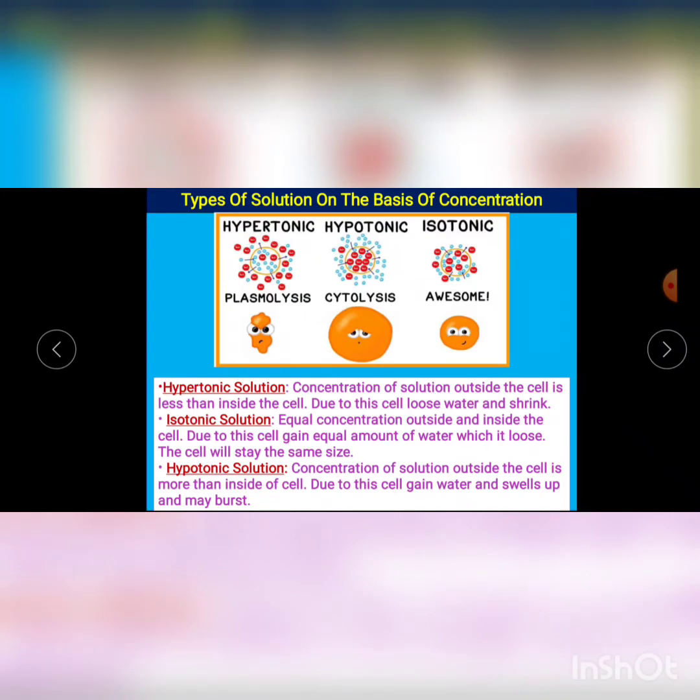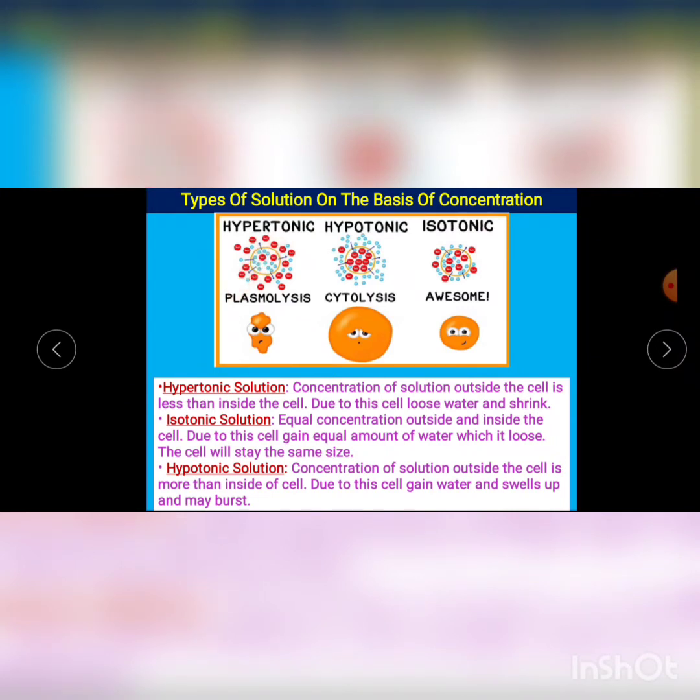We know that in osmosis, the membrane of the cell will work as a semi-permeable membrane, and we know in osmosis the water movement will take place from higher concentration to lower concentration, and the concentration of water is more inside.